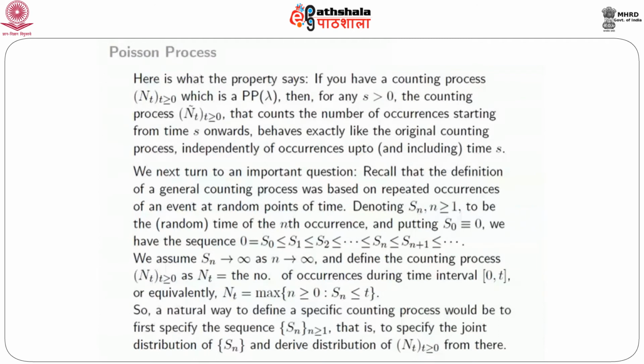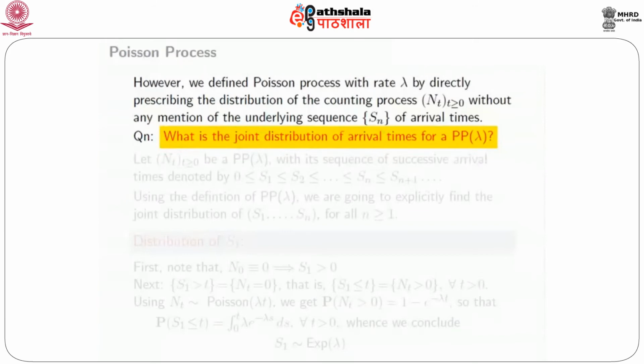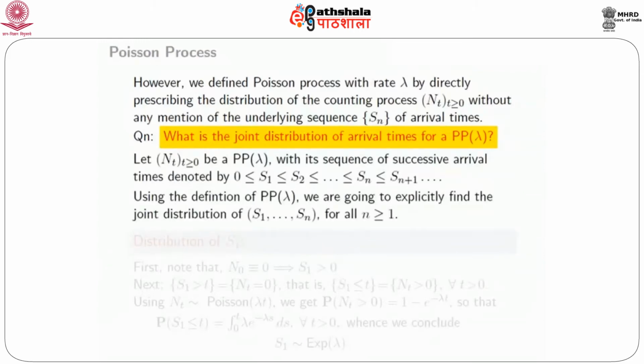So a natural way to define a specific counting process, which as I said the Poisson process is, would be to first specify the sequence Sn, that is, to specify the joint distribution of the sequence Sn, and then derive the distribution of Nt from there. However, that's not what we did. We defined a Poisson process with rate lambda by directly prescribing the distribution of the counting process Nt, without any mention of the underlying sequence Sn of arrival times. Question: from this definition of the counting process Nt, which is a Poisson process with rate lambda, what can you say about the joint distribution of the arrival times? That's the question we are now going to look into.